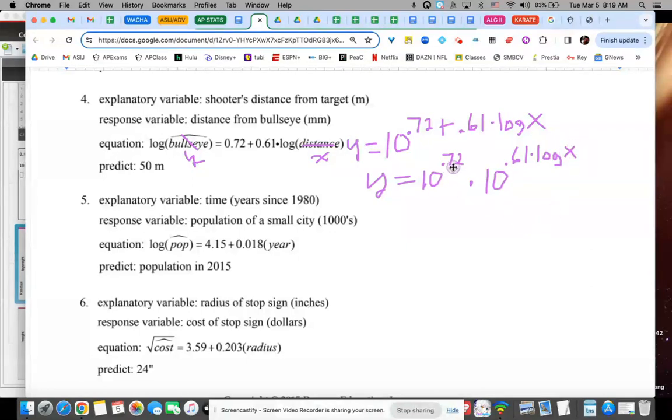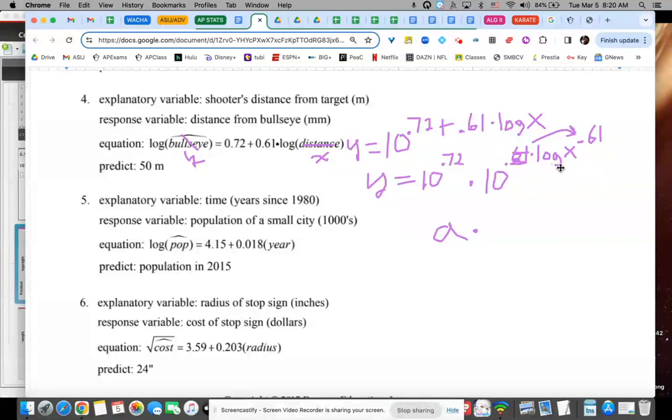This 10 to the 0.72 is just some number. I'm going to call it a. This 0.61 can go up in the power. This is a logarithm rule: if you have the log times something, you can move it up in the power. So I'm going to move that 0.61 up here as a power of x, and it's gone from out front. That's just a logarithm rule from algebra.